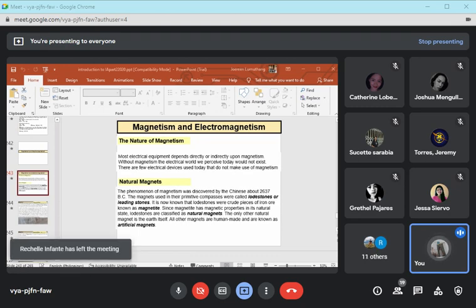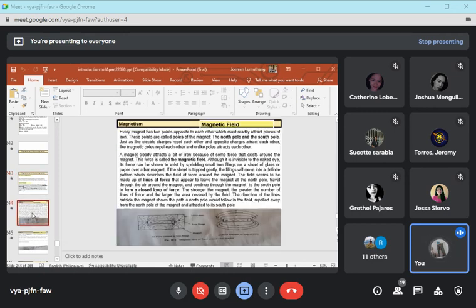The only other natural magnet is the Earth itself, just like what I've said. The Earth's core is made of nickel and iron. The other magnets are human made, and these are called artificial magnets. So let's now have the next slide.